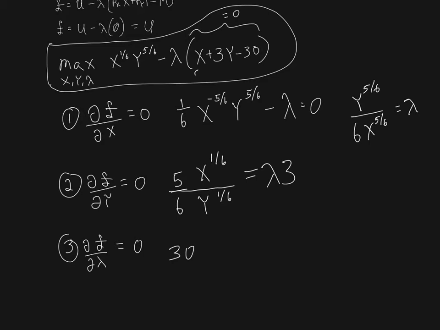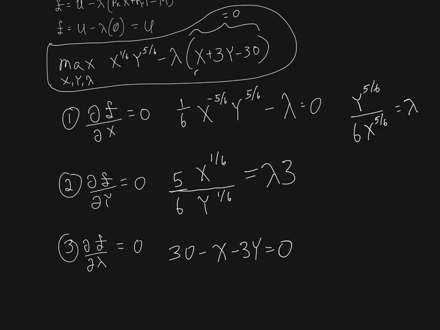Because notice, a really common mistake that students make is that they forget that there's a negative sign in front of lambda. So the negative gets distributed throughout the parentheses when you take the first derivative with respect to lambda. So you get 30 minus x minus 3y is equal to 0. So that's the third first order condition.